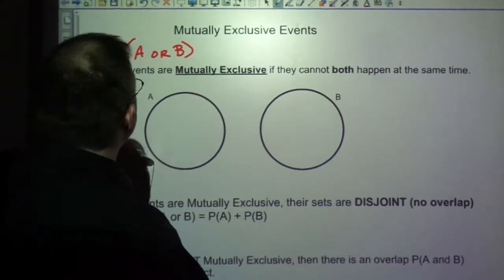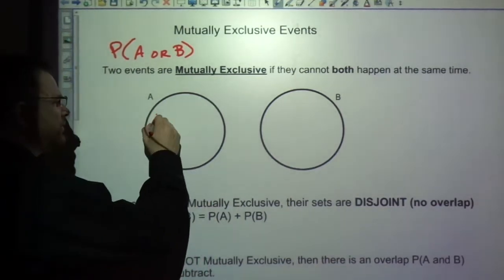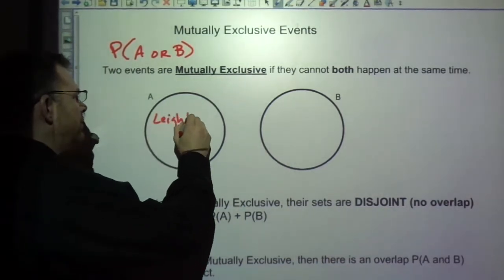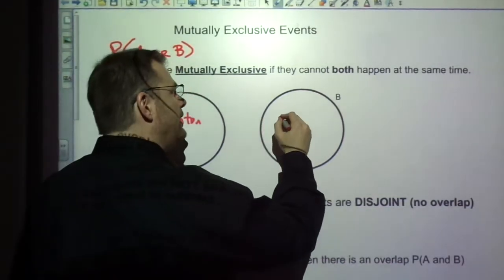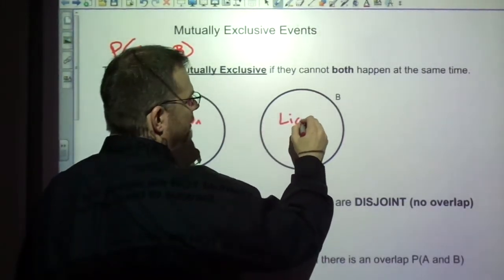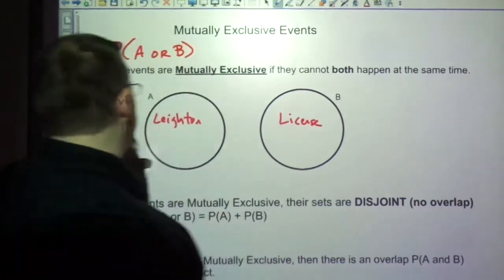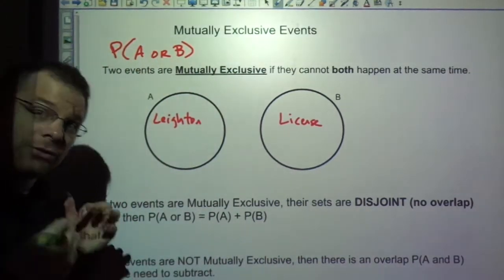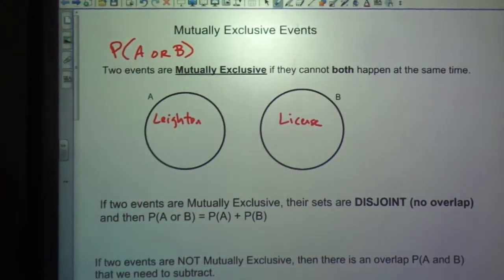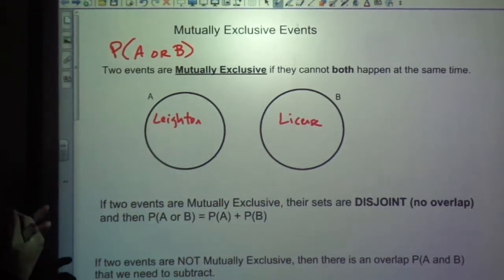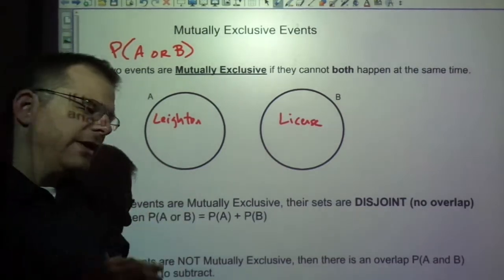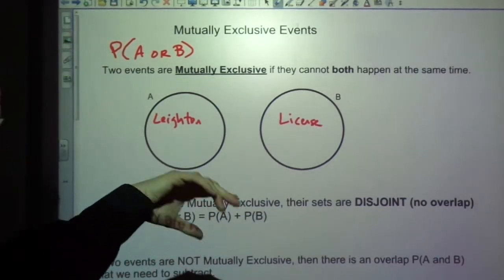For example, maybe event A is the event that a student is at Layton School. That's our elementary school. And event B is the event that he has his driver's license. Okay? So hopefully there is no overlap. Hopefully there are no students at Layton that are driving cars and have a driver's license. So those are mutually exclusive events. You can't have both.